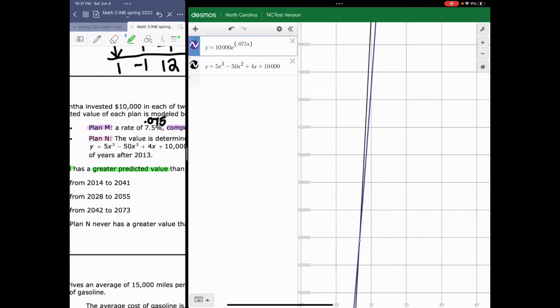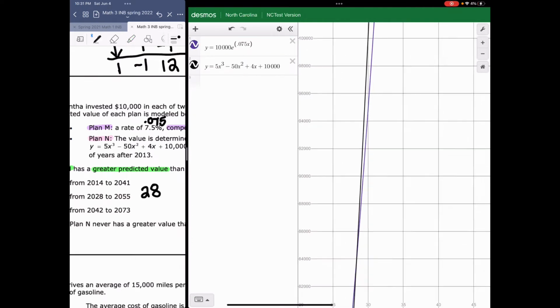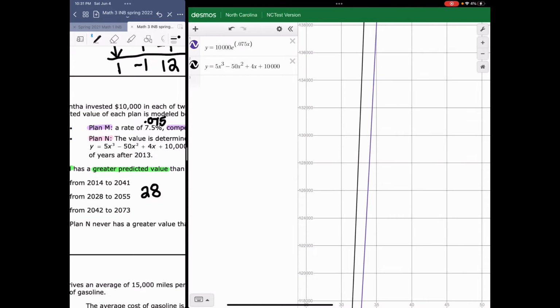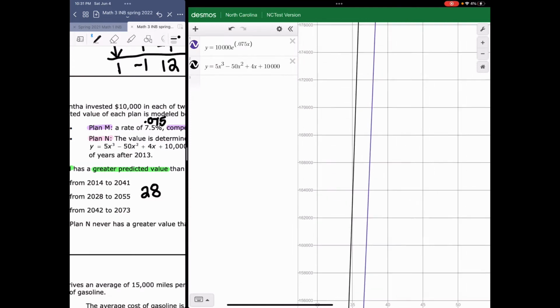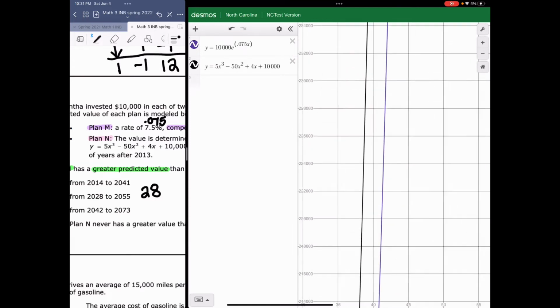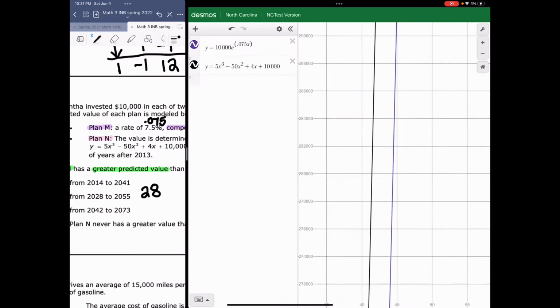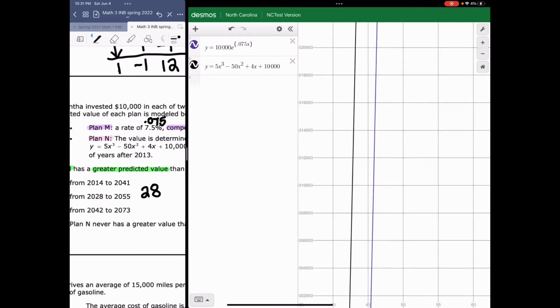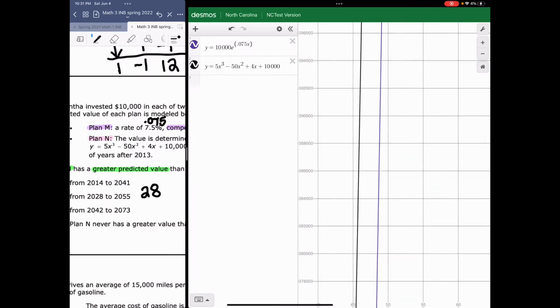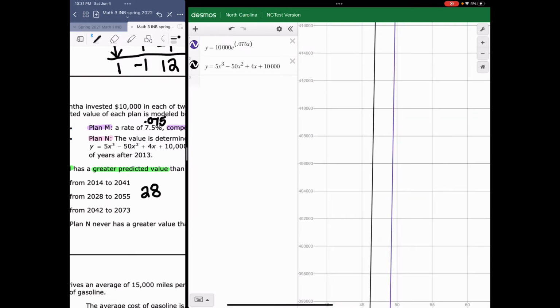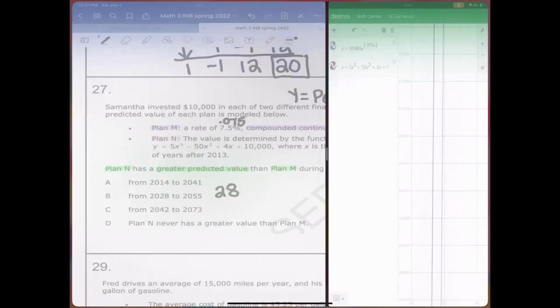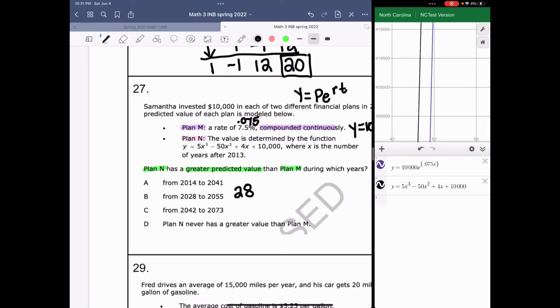So the purple goes below after 28 years. So that's a key thing. It starts at 28 years. It's still above, still above. So our plan N is still above in this situation. So it stays above it. So the question is, 28 years, when did it actually go above it?